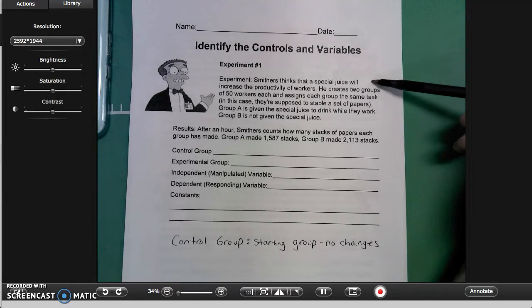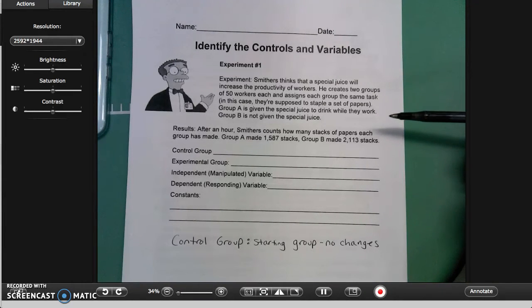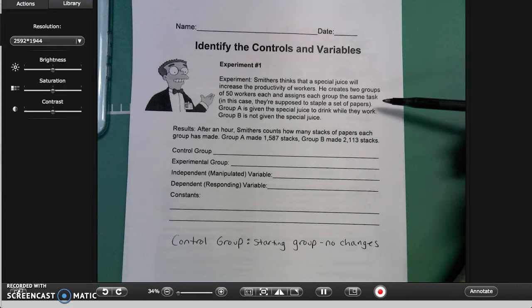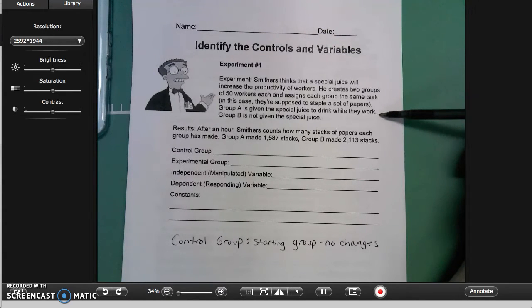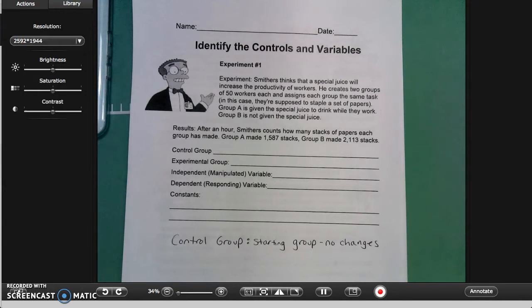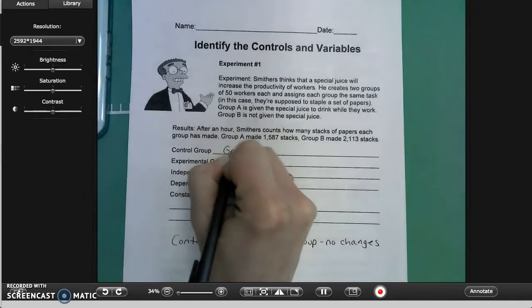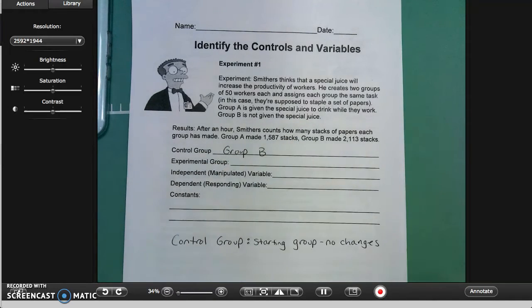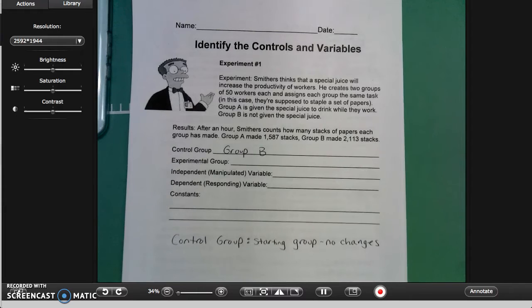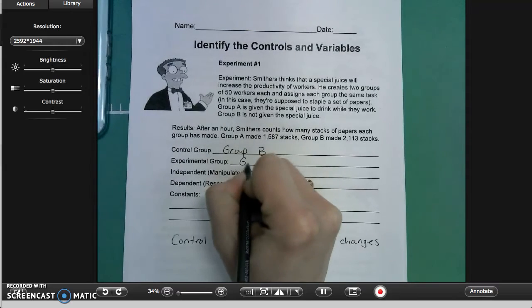So if Smithers thinks that a special juice will increase the productivity of his workers, and he has 2 groups, one of those 2 groups is going to be a control group. Group A is given the special drink. Group B is not given the special juice. So before he even started, the workers didn't have any special juice. They had no changes made. So Group B is going to be our control group. They were not given the special juice. The one we're experimenting with, he's experimenting by giving them juice, so Group A was given the juice.